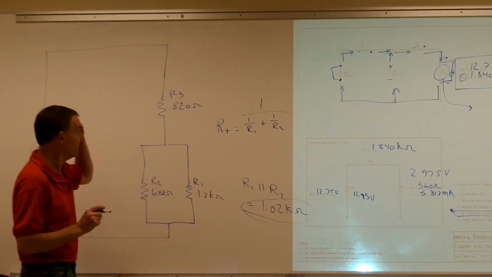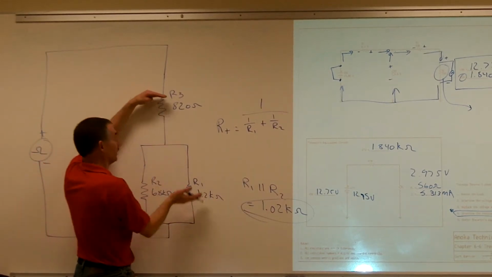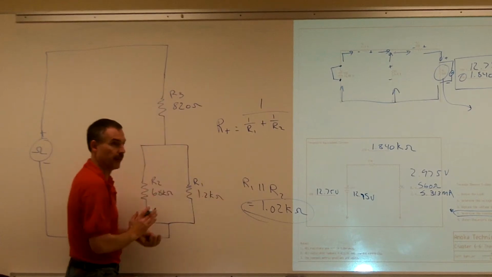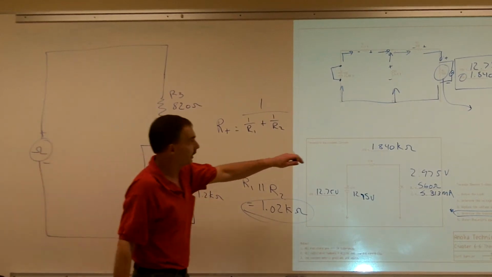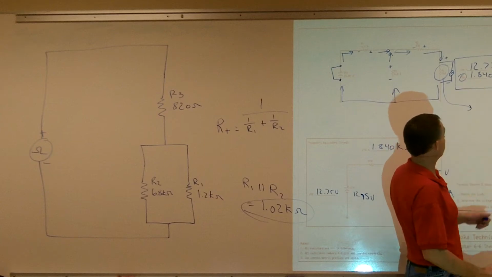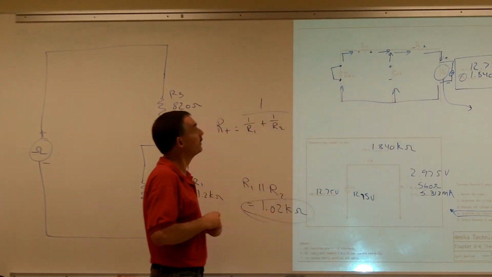Yep. And now we have a series circuit. Now all we have to do is add 820 ohms to that 1.2 kilo ohms, and then you should end up with your Thevenin's resistance of 1.84.